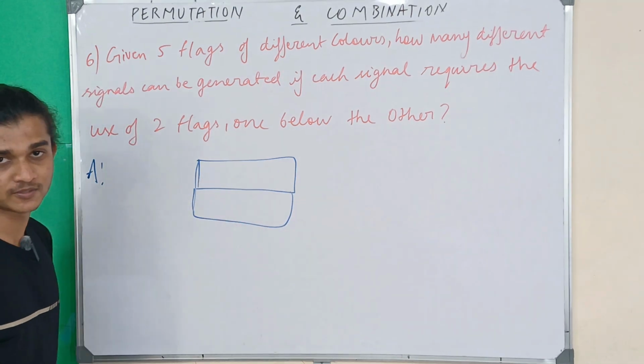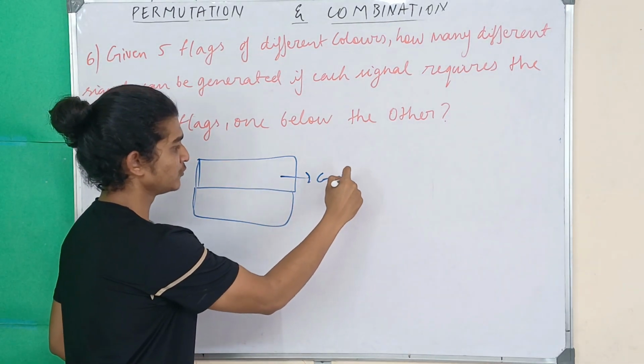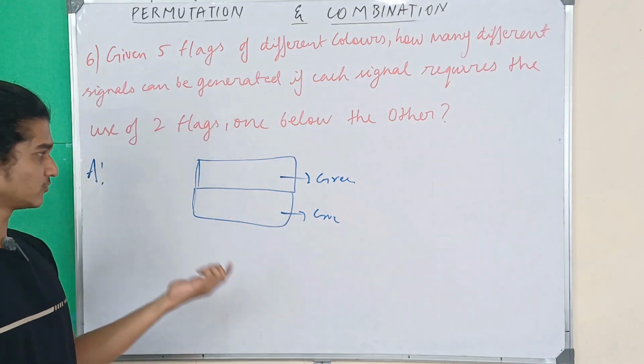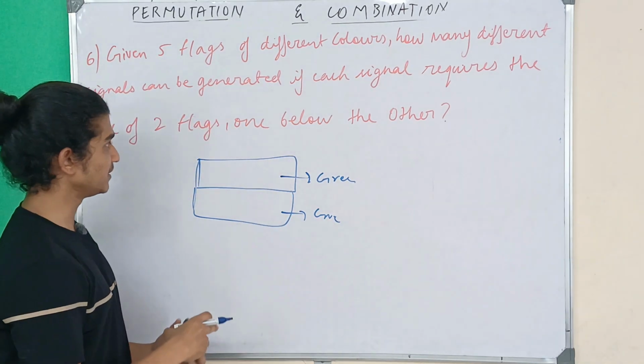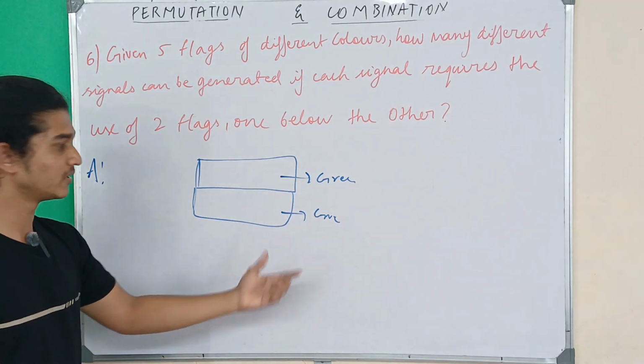What happens if you use the same color? You can't use the same color, because suppose you use green here and the same green here, it's just a green flag. That doesn't make sense. So basically they're saying repetition is not allowed. You can't repeat the same color one after the other.